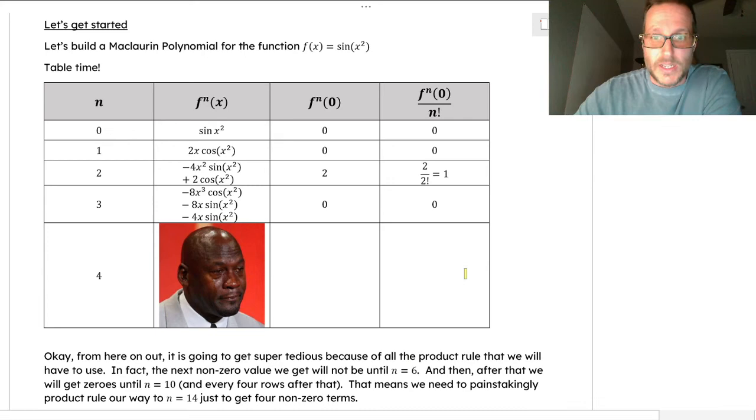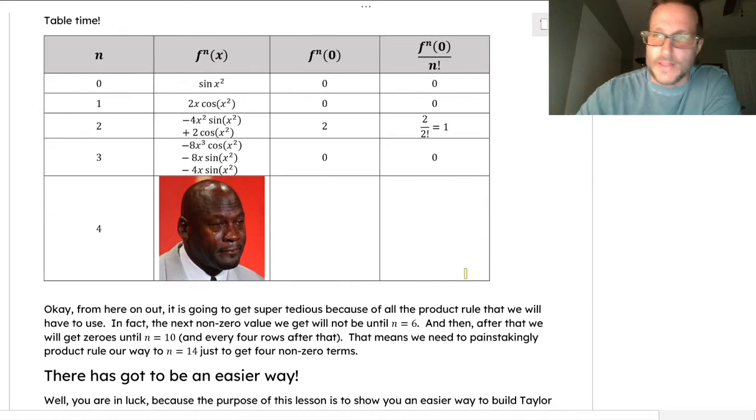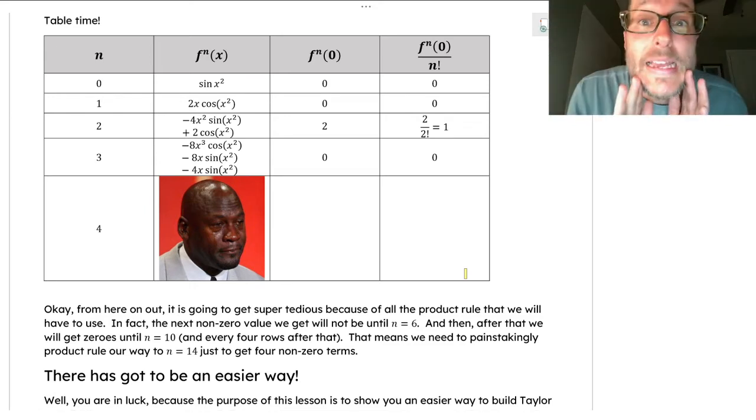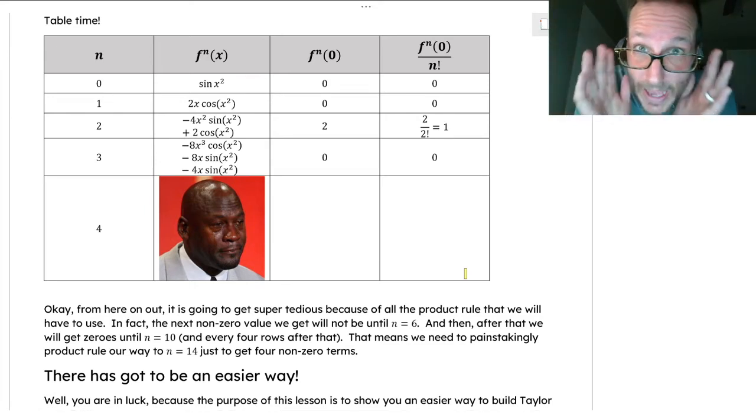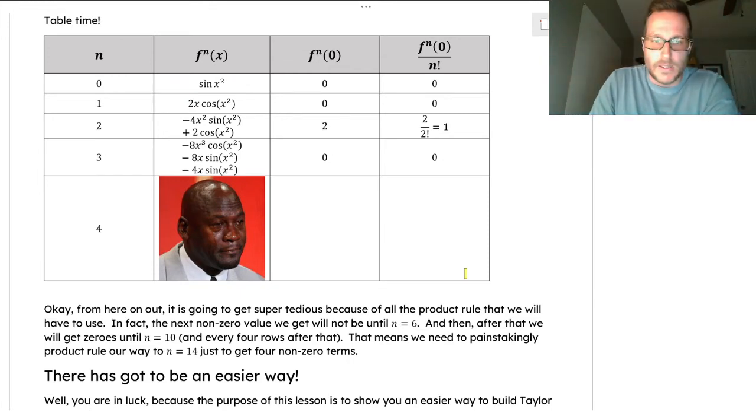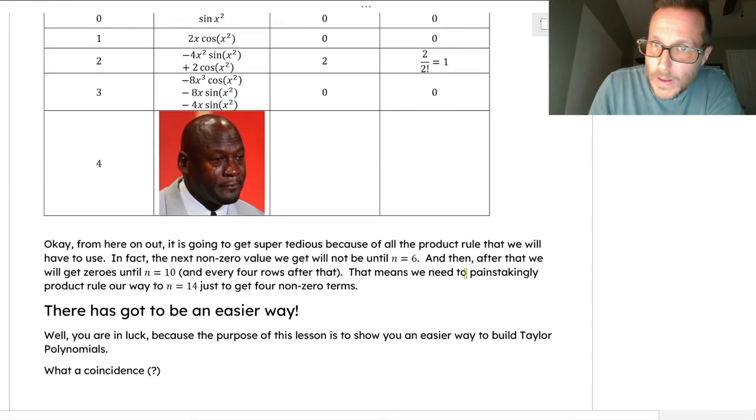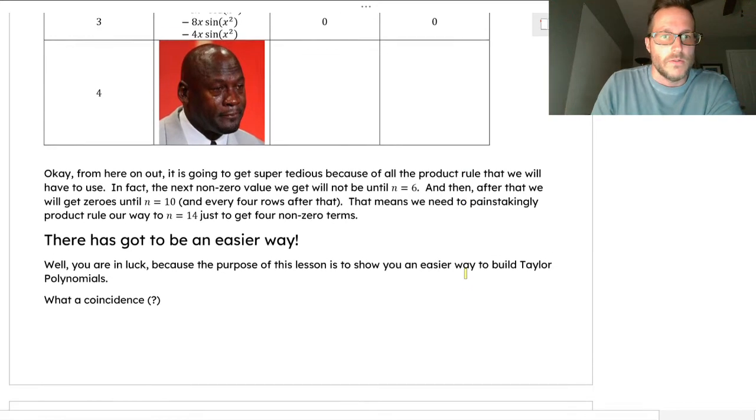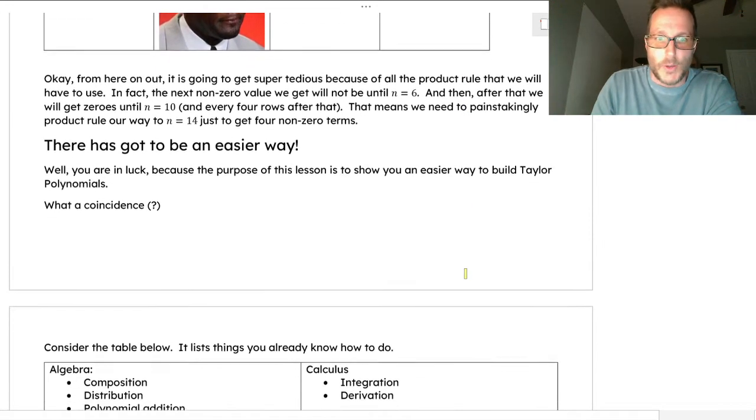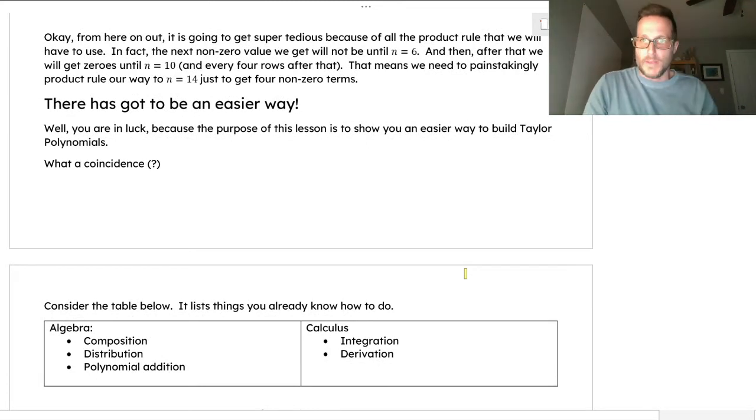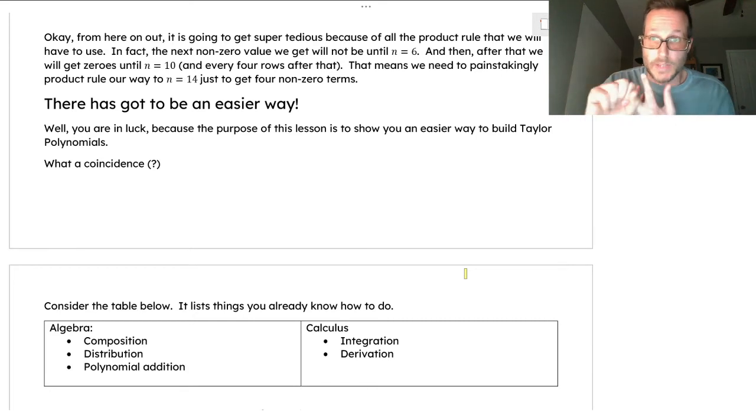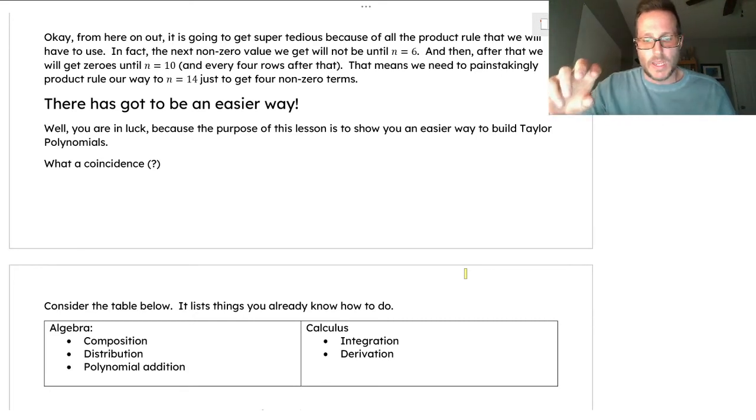Yuck, right? So there has to be an easier way. There has to be an easier way. Well, guess what? You're here on this video. College Board doesn't want you to know this, okay? So, shh. Here to tell you how to do it the easy way. So let's think about what we've got to be able to do here operationally. Algebraically, there's composition of functions. We can do distribution, the distributive property, and then just simple collecting like terms.